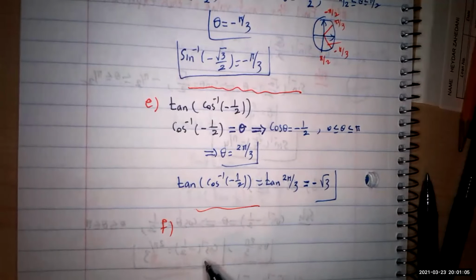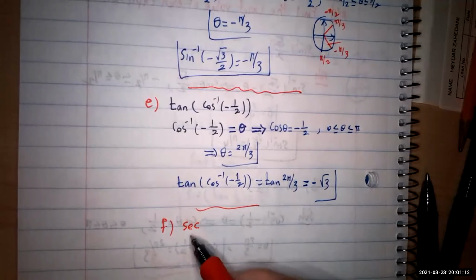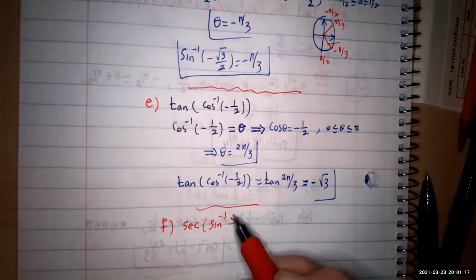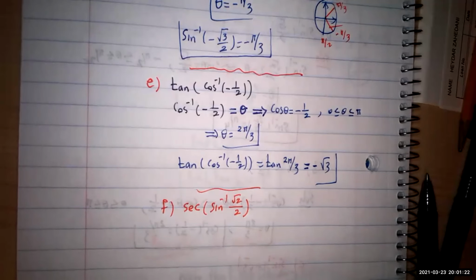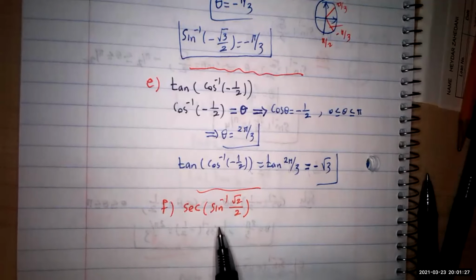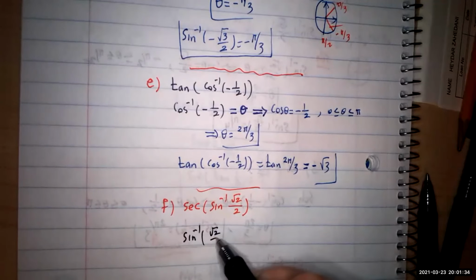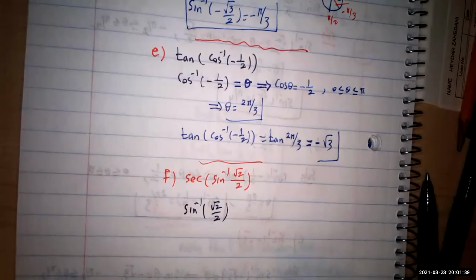For example, part F. Oh, part F is interesting. They ask for the secant of the sine inverse of radical 2 over 2. Radical 2 over 2 is a well-known one. Let's find the inside one first, sine inverse of radical 2 over 2. We want to find an angle whose sine is radical 2 over 2. That's pi over 4.